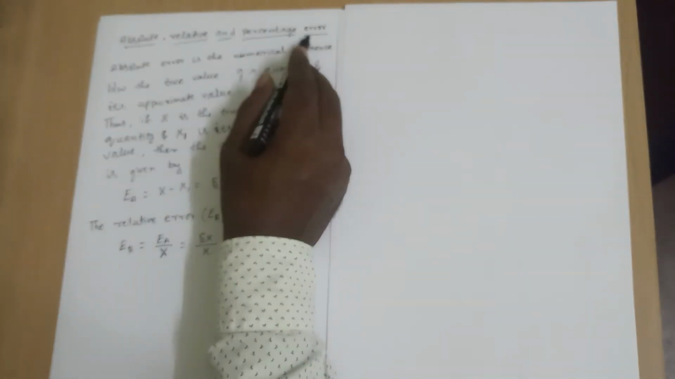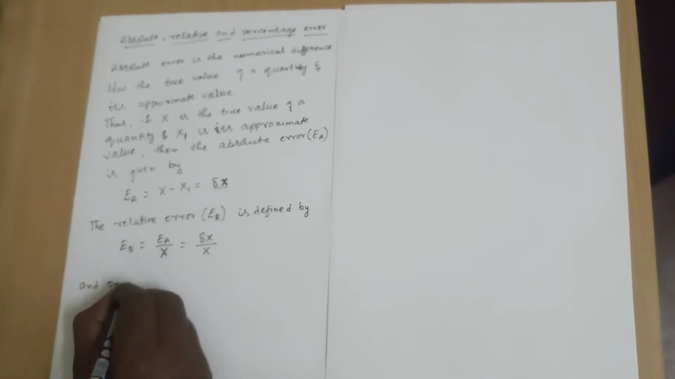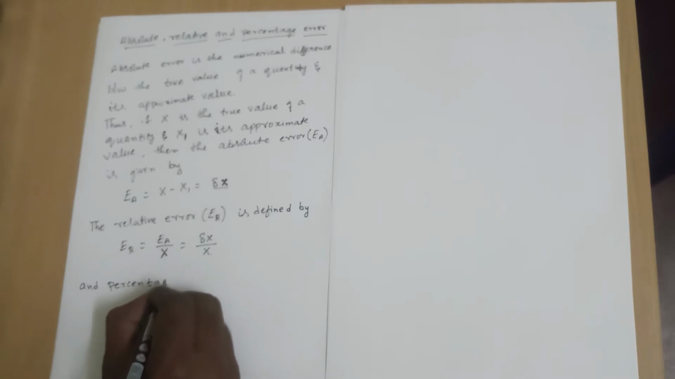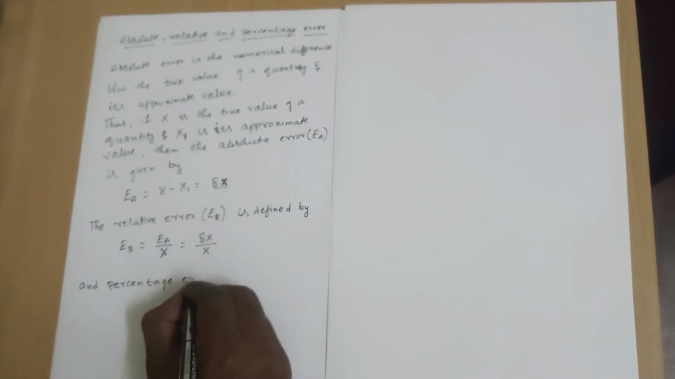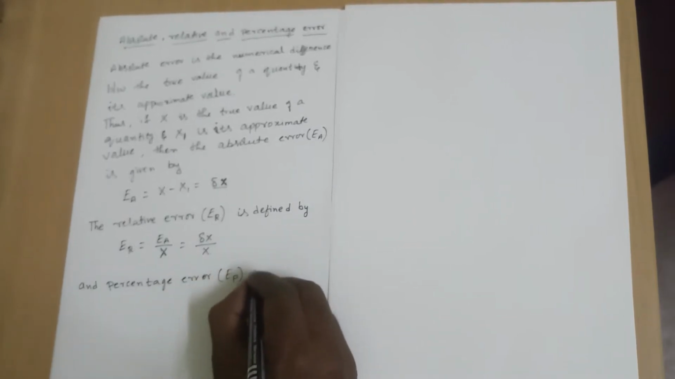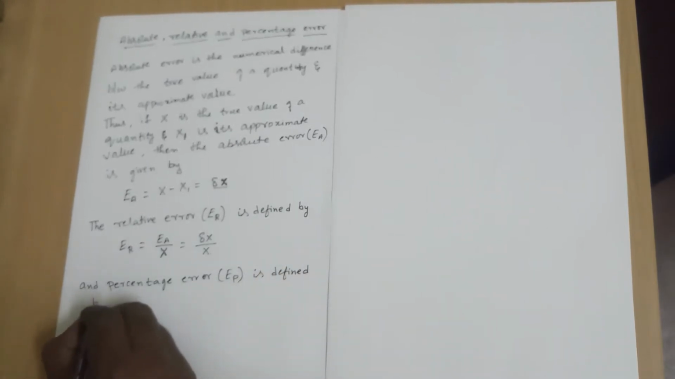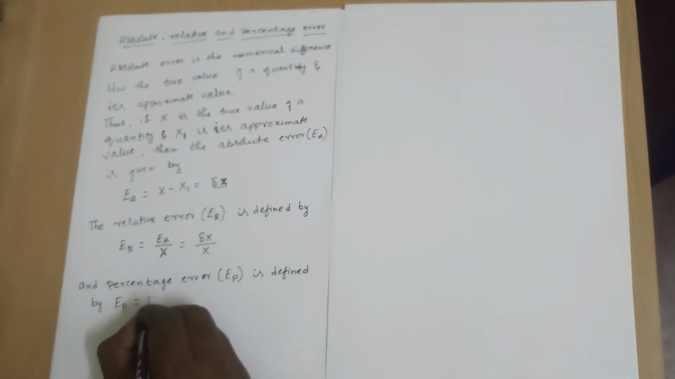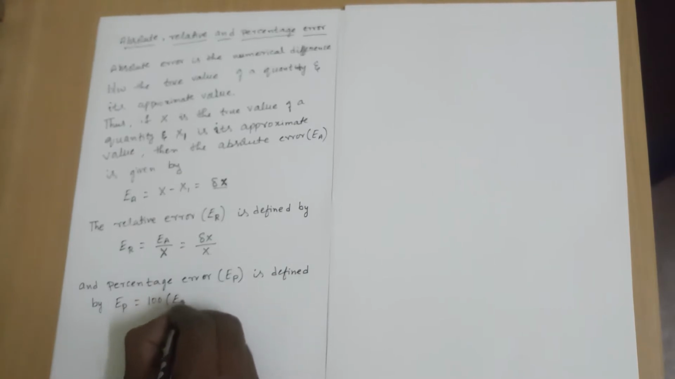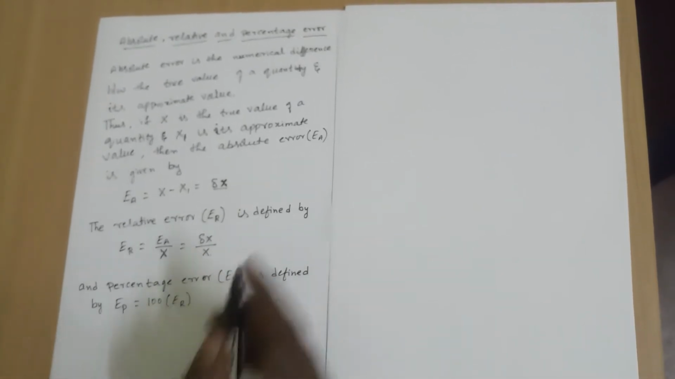And next one, what is percentage error? Percentage error, that means we call it as EP, is defined by EP equals 100 into ER, 100 into relative error, that is 100 into delta X divided by X. So here we'll take the problem.